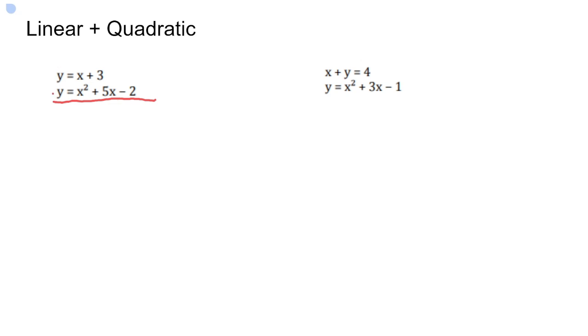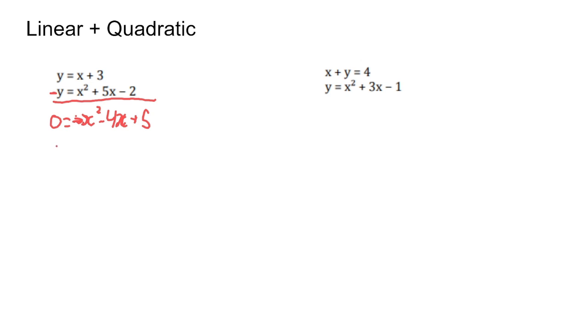I'll eliminate the y's from each other by subtracting to get 0 on this side. Then we'll just have negative x squared on its own. And then x minus 5x, that's negative 4x. And then 3 minus 2 is positive 5. I'll multiply both sides by negative 1 just so that the x squared is positive.